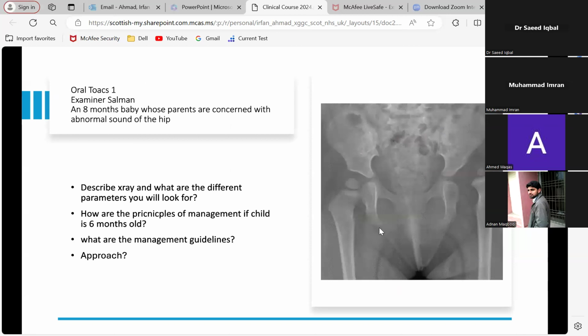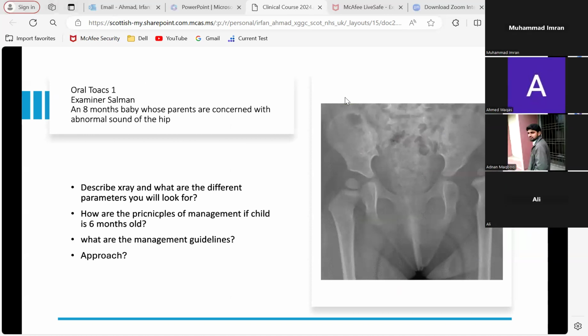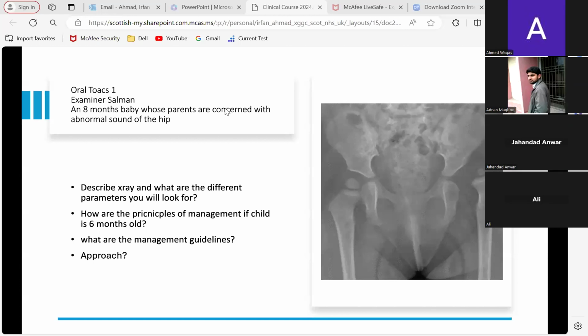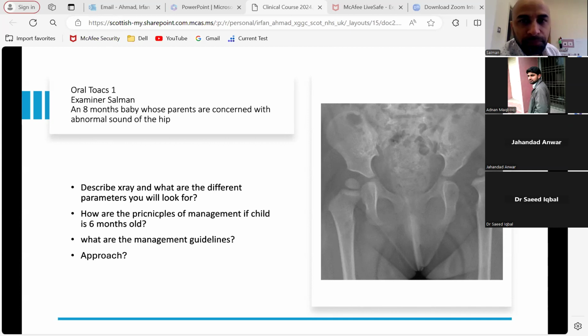Next candidate is Jahandad. If he is here, Jahandad, have you joined? Jahandad, are you here? Yes, Salman bhai, I'm here. All right, Salman will take your first case. Hello, Jahandad, can you hear me? We can't hear you. Salman, please speak loud. Yes, okay, yes, I'm here.